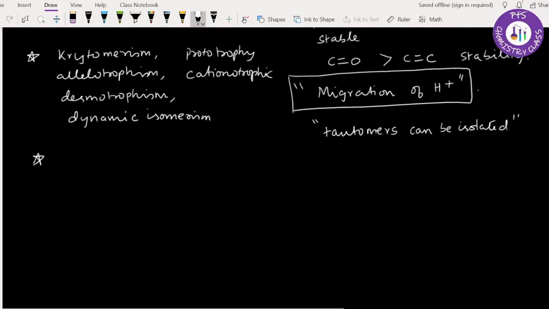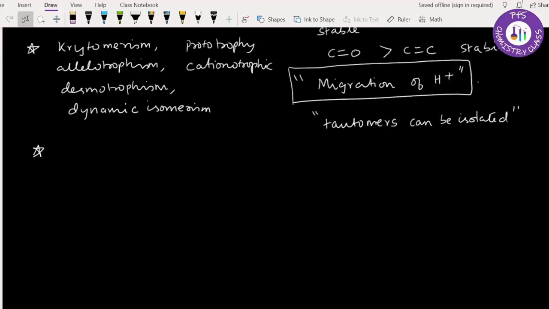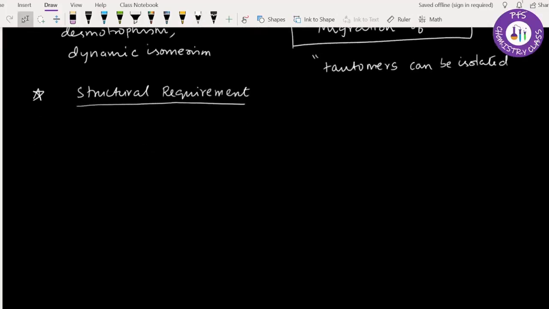We will now see what are the structural requirements. Only if we know these requirements can we say whether a compound will exhibit keto-enol tautomerism or not. Okay, so I'll just put the title as structural requirements for a compound. If a compound has certain structural features, that can show keto-enol tautomerism, and which will show more keto-enol tautomerism when compared to the other one.